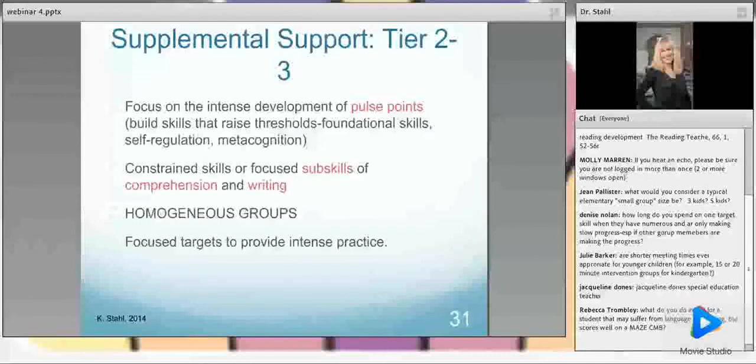Once you identify these pulse points in Tier 2 and Tier 3, then you must put kids in homogeneous groups, not based on the schedule, not based on, oh, well, Miss Jones goes to lunch at 11 o'clock and Miss Smith's class is still in there, so I'm going to take Miss Smith's class at 11 o'clock. It can't be based on lunchroom schedules.